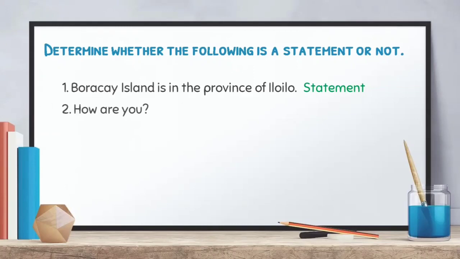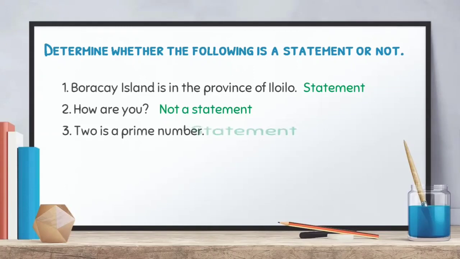Now let's go to our next sentence. How are you? Is this a statement or not a statement? That's right. It is not a statement because this is an interrogative sentence and it aims to ask a question. Let's go to our third sentence. 2 is a prime number. Is that a statement? Well, it is indeed a statement. Right? Very easy.